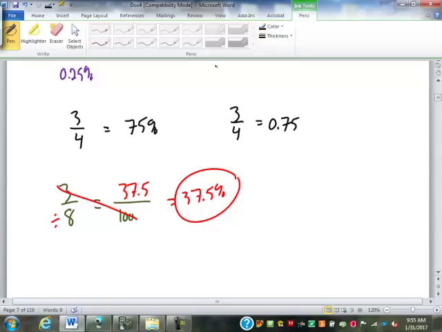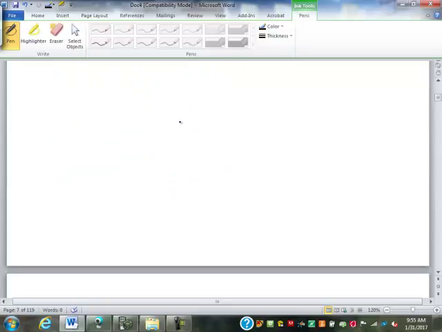So the next step is to look at some simple calculations. I want you to try these in your notes, see what you come up with. I'll put a bunch of them up here.